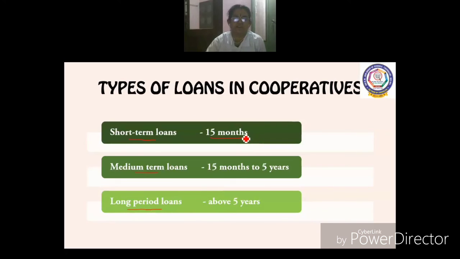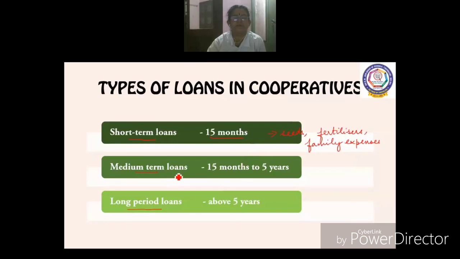And these short-term loans are provided to the farmer to buy seeds, fertilizers, small equipment, even for his own family expenditure. He can use it for his family expenses, like if he wants to pay fees for his children or for any medical expenditure. So all such family expenditure is also met using this short-term loan. So it stretches for 15 months.